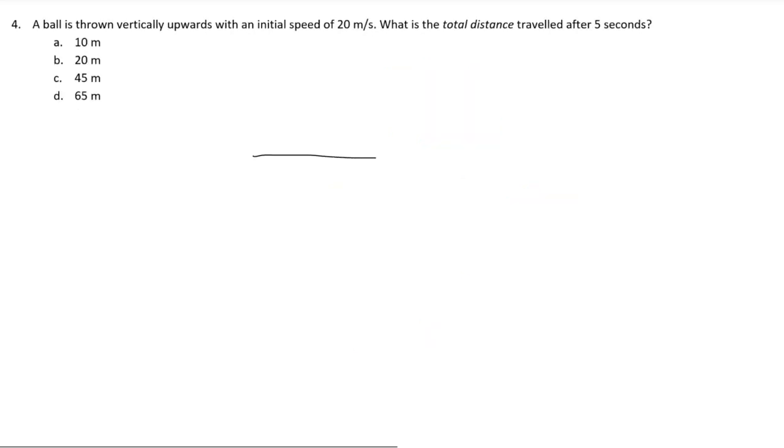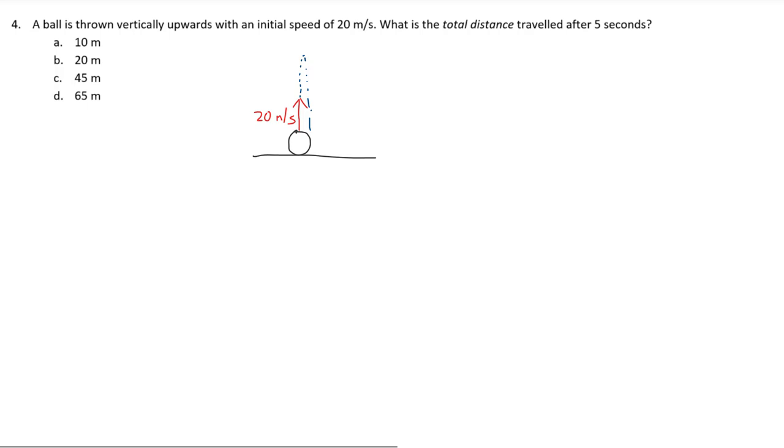The fourth question revolves around linear motion. We are told that a ball is thrown vertically upwards with an initial speed of 20 meters per second. We're then asked to find the total distance traveled after 5 seconds. Immediately, we must be careful here, okay? Remember, the Suvat equations do not have distance in them. The Suvat equations have displacement S in them, okay?